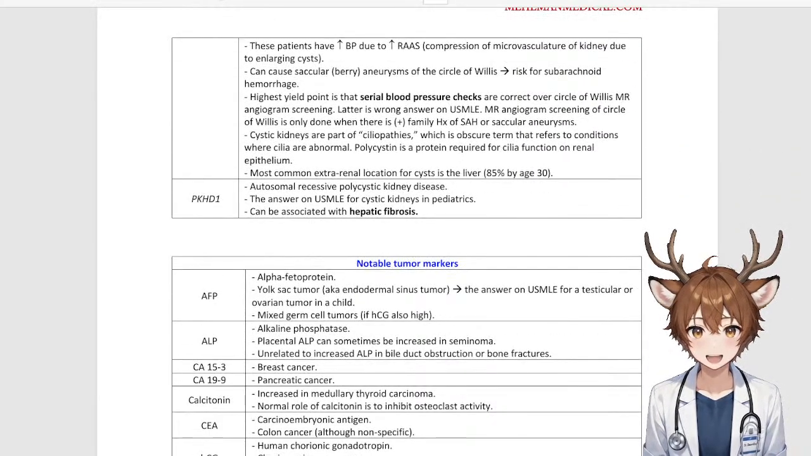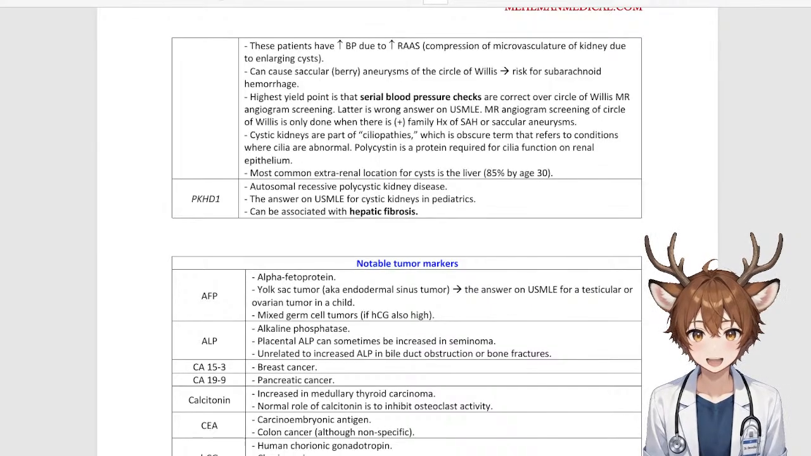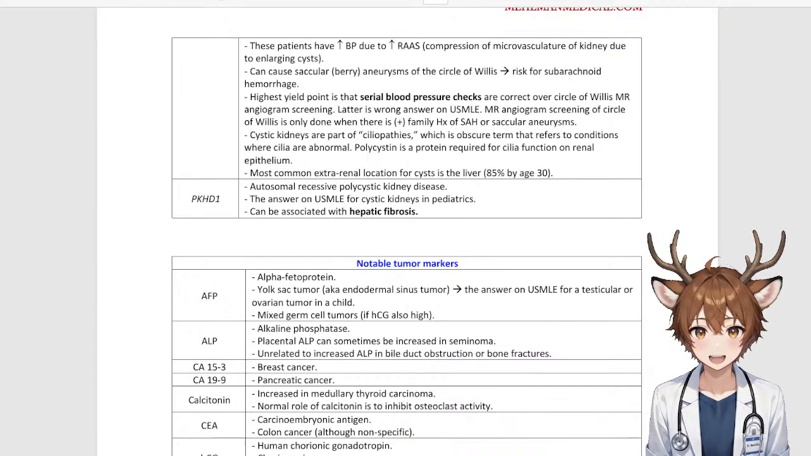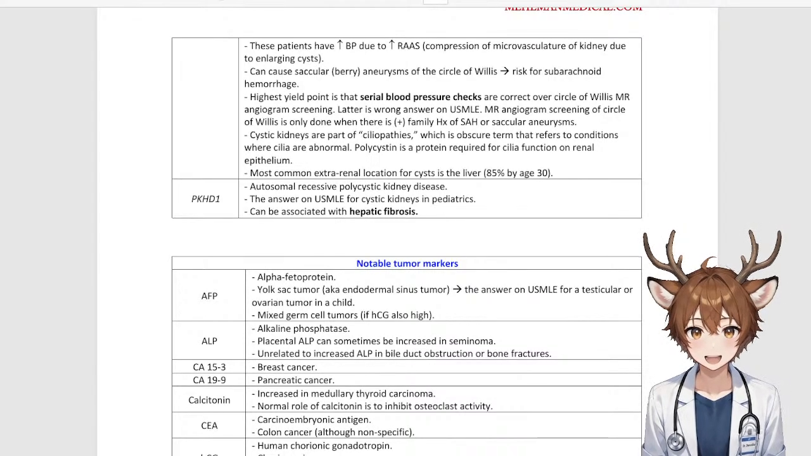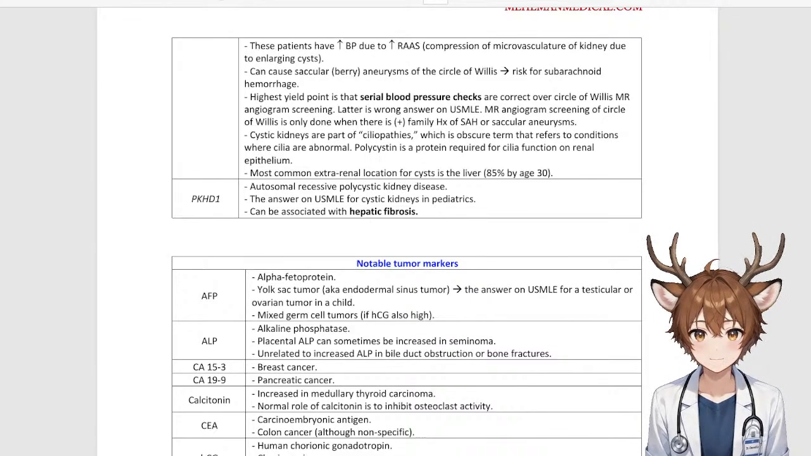Anyway, so PKHD1, autosomal recessive polycystic kidney disease. The answer on USMLE for cystic kidneys in pediatrics can be associated with hepatic fibrosis.